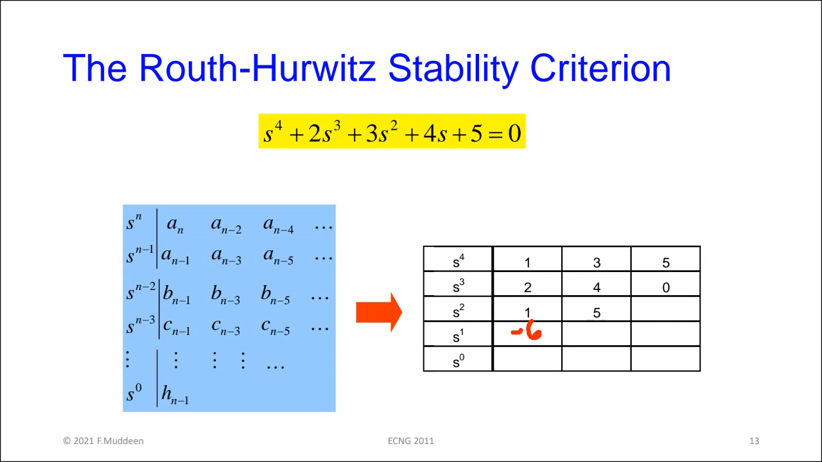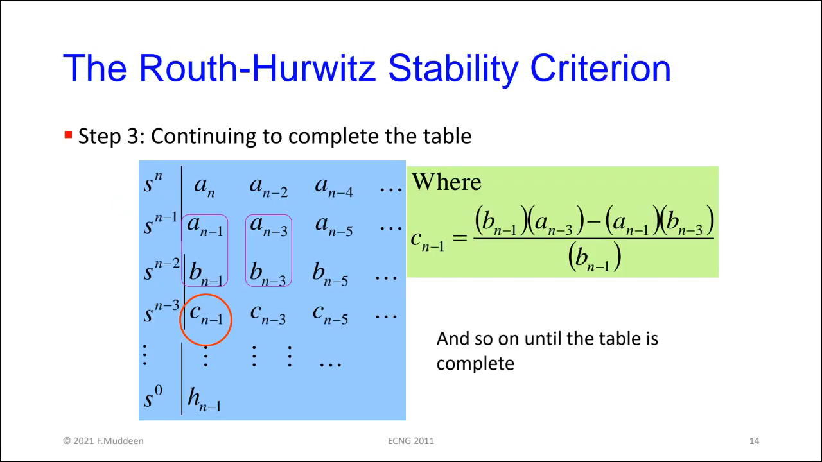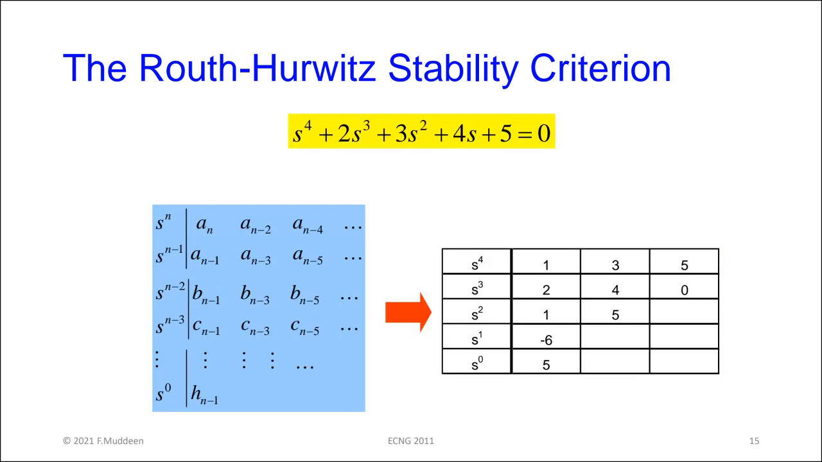And of course, if I'm getting this row here, I'm looking at the two rows above. So it's going to be minus 6 by 5, minus 1 by 0, well, this is nothing, over minus 6. So you're going to get 5 here, which is where the table was. So if you complete it, you would get what I have here. So this is correct.